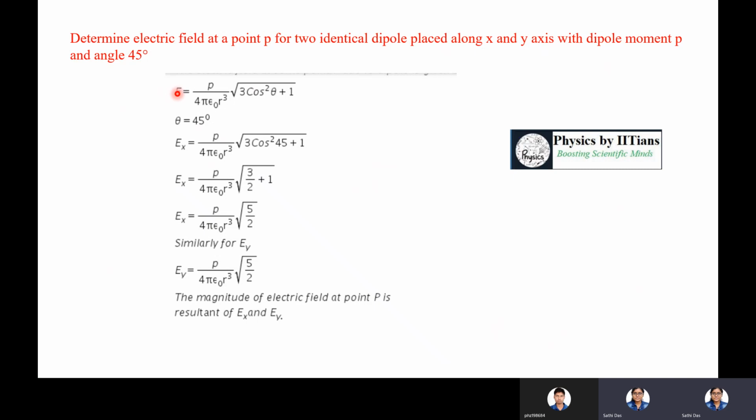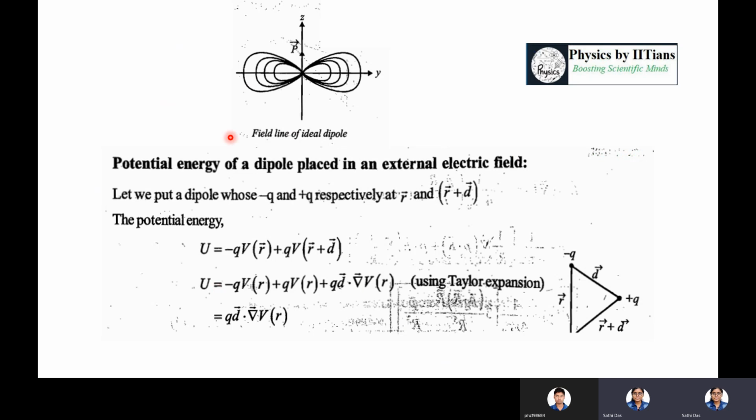So what will be the electric field? Okay. So E is P by 4 pi epsilon naught r cube into 3 cos square 45 degree plus 1. So along x, this is P by 4 pi epsilon naught r cube root over 5 by 2. And similarly, along y, it will also become P by 4 pi epsilon naught r cube root over 5 by 2. So the magnitude of the electric field at point P is the resultant of Ex and Ey. Okay. So this is the field line of an ideal dipole.